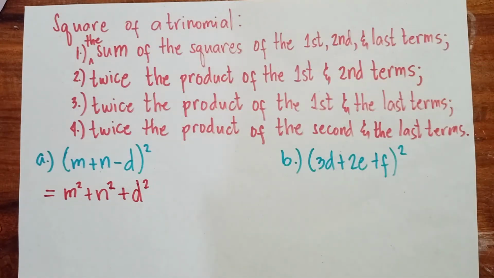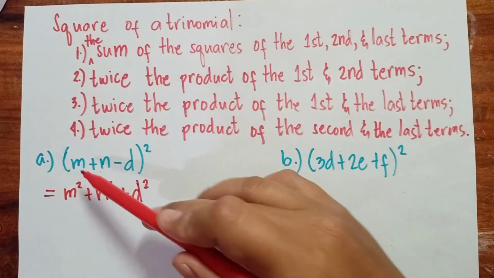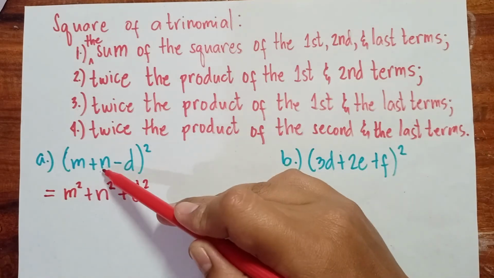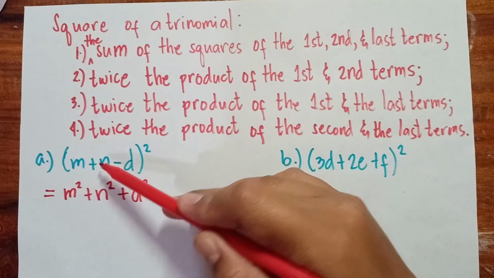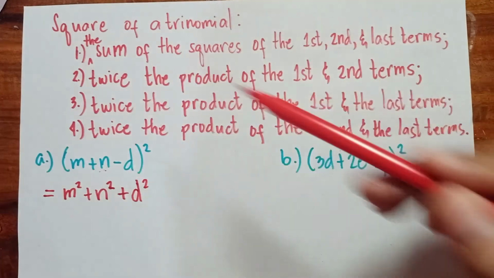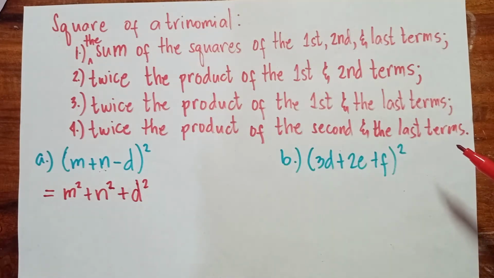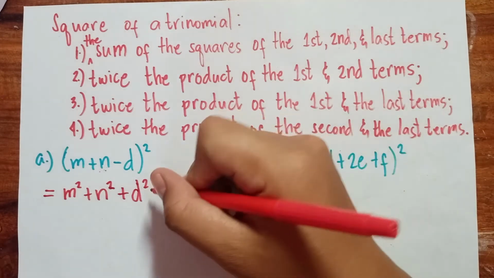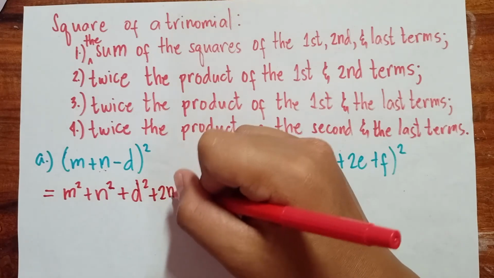So step number 2 is we multiply the first and the second term. So the first term is m, the second term is n. So m times n is correct, mn. Then twice the product or multiply that by 2. So mn times 2, that is 2mn. Okay?